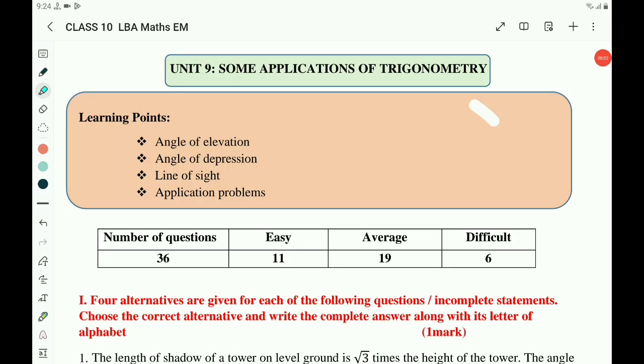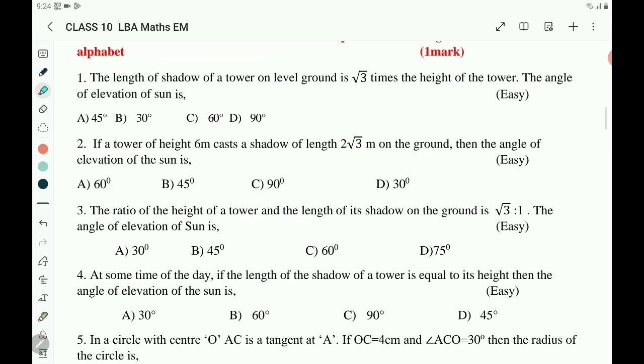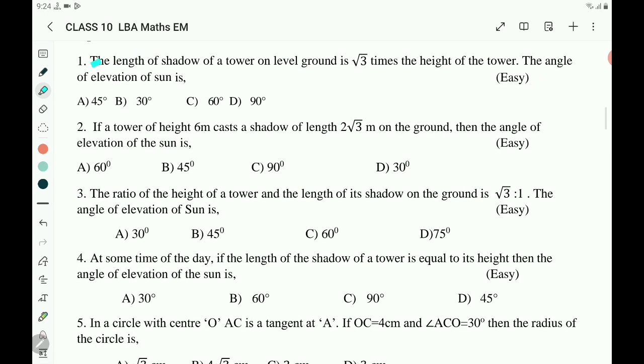Dear students, now let us solve the LBA questions of the chapter Unit 9, Some Applications of Trigonometry. Let us start with the multiple choice questions. What is the first question? The length of the shadow of a tower on level ground is root 3 times the height of the tower. The angle of elevation of the sun is.